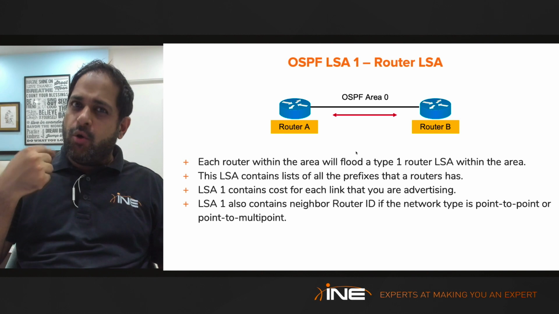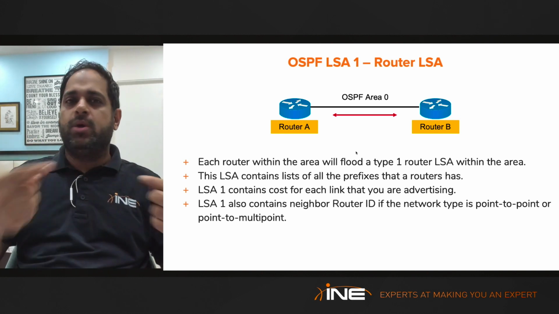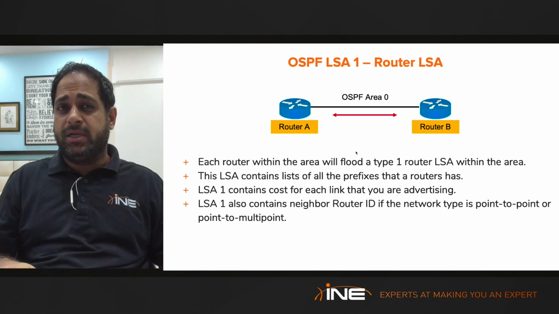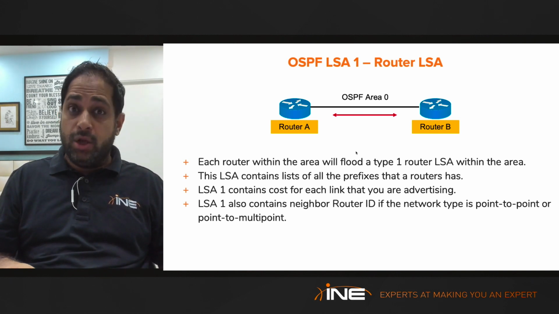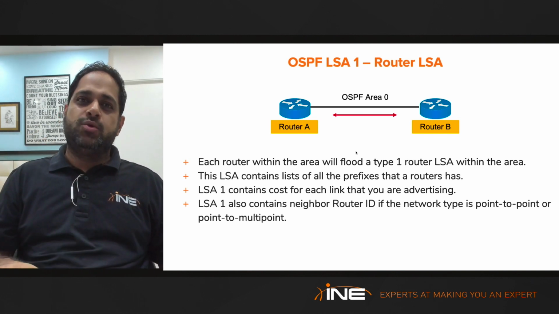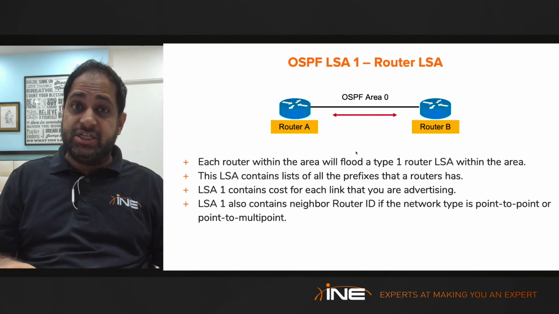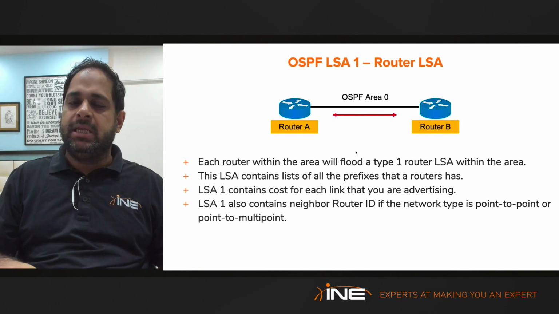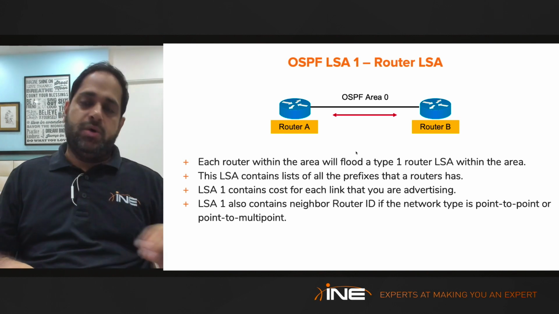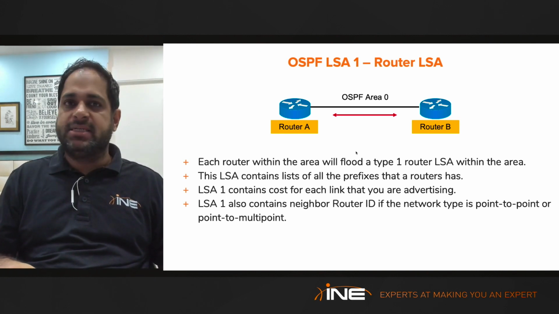However, if you and me were neighbors in a broadcast network type, in that case, the neighbor's router ID information is basically lost. That information is only given by the DR, which is basically LSA2. So if there was a broadcast segment, you would see LSA2. Otherwise, you would only see LSA1. You would not see LSA2.